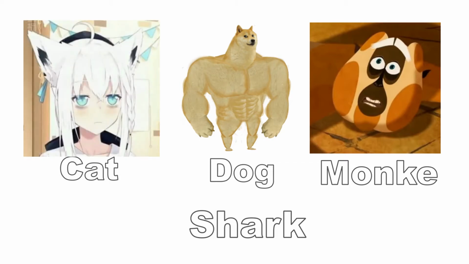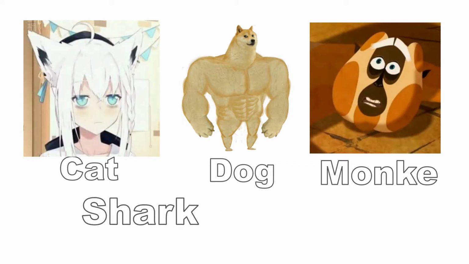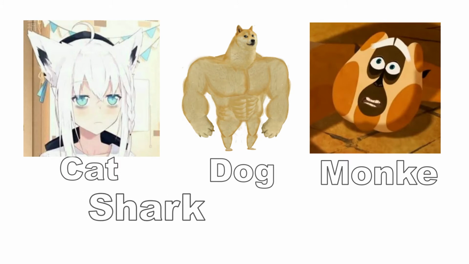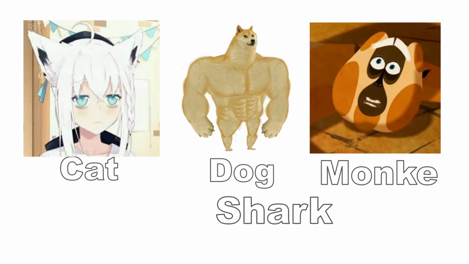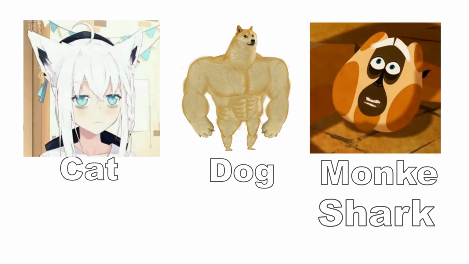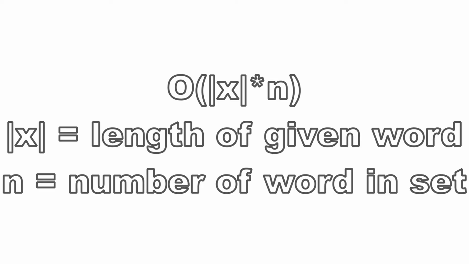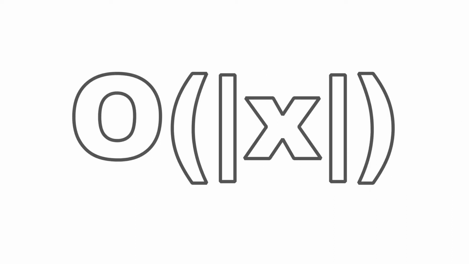Okay, so a simple solution to the problem would be to iterate over each word in the set and compare it to the given word. But this solution is shit. Why? We can do better. The time complexity of this solution is big O of the length of the word given, multiplied by the number of words given in the dictionary or the set. We need a solution in big O of the length of the word given.